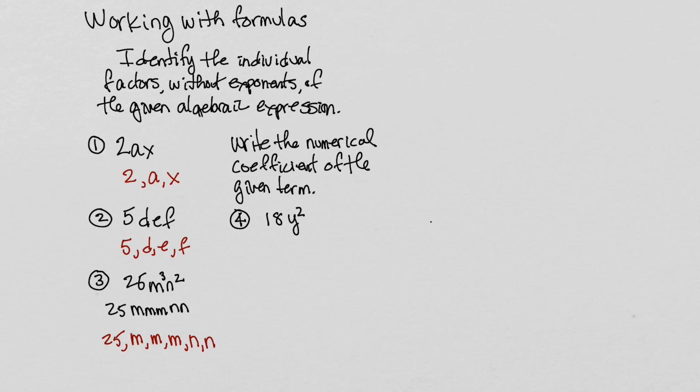Now, in number 4, what we're supposed to do is write the numerical coefficient of the given term. So here's our given term. Now, a coefficient is just a multiplier, and what we're looking for is the numerical multiplier, so we want the 18 here. So 18 is the coefficient of y squared. That is the numerical coefficient of y squared. Here in number 5, the numerical coefficient is the -2, right? That is the numerical multiplier of this term. So we are going to write just -2 here.